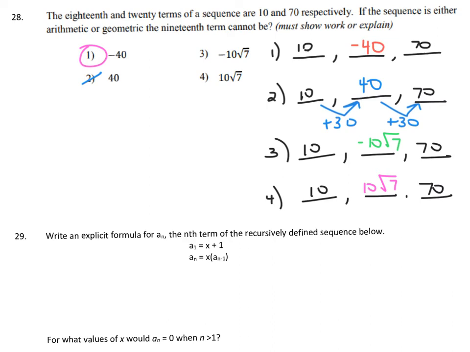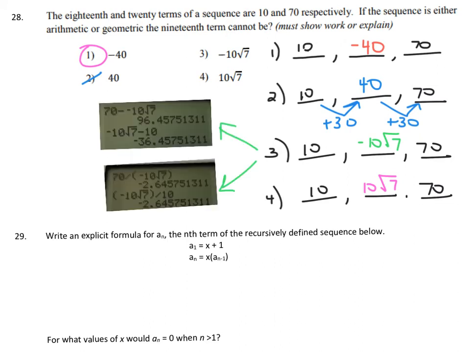Now 3, you may look at this and say, I have no idea if that's going to be arithmetic or geometric. So check both options. First, if you're not sure if it's arithmetic or geometric, see if it's arithmetic. Do 70 minus this term and see what you get. And then do negative 10 radical 7 minus the term in front of it. Look, these don't match, so arithmetic is out. Now let's see if it's geometric.